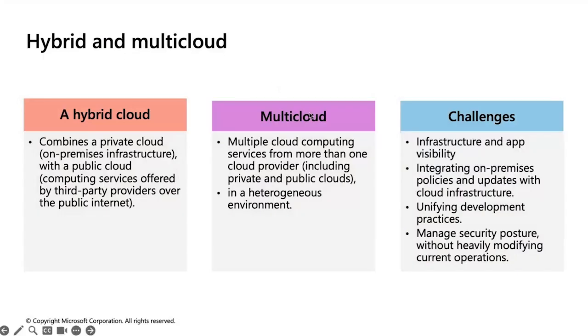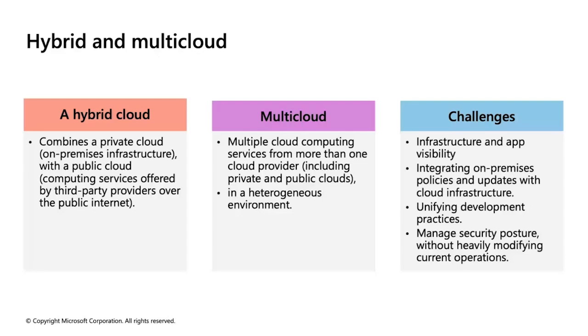Now we also have the multi-cloud environment. In multi-cloud, we are talking about multiple cloud computing providers, like using AWS, Azure, and GCP together. So this kind of possibility also exists, where we have some services running on Azure, something running on AWS, something running on GCP, and they are working together. That may be a multi-cloud environment.